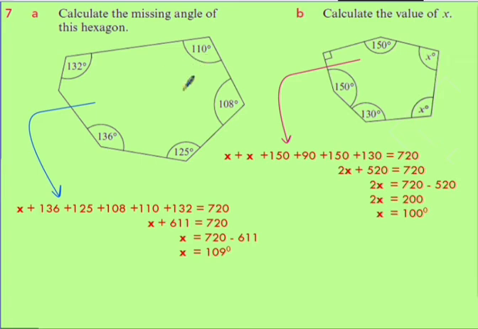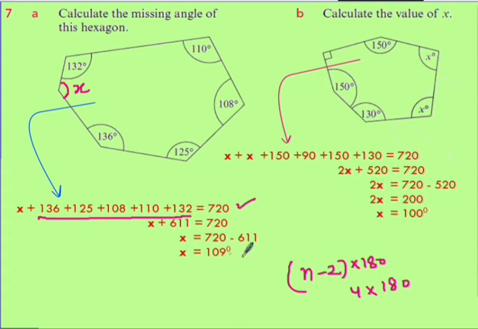Missing angles. These are really easy ones. So which is the missing angle? This is the missing angle. You can assume it x. Add them all: x plus 136, 125, 108, 110, 132 equals 720, because the sum of angles of a hexagon is 720, or you can just use the formula (n minus 2) into 180, or write it as 4 into 180. So you got 720.